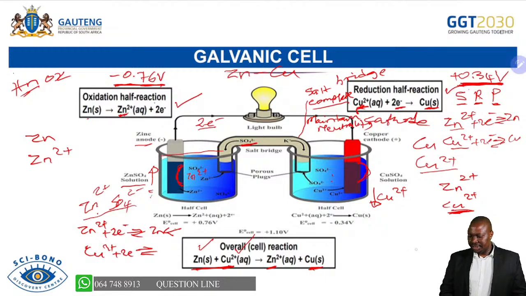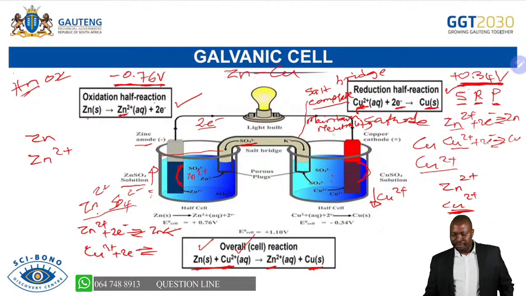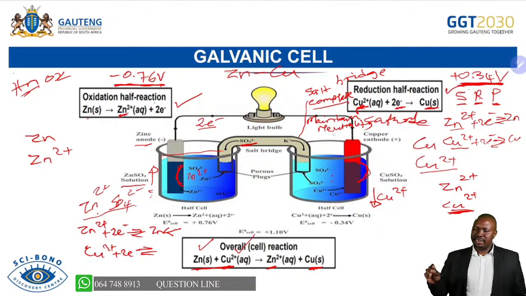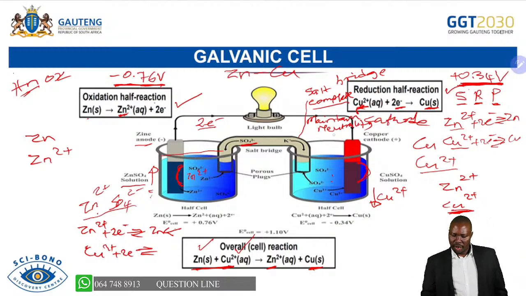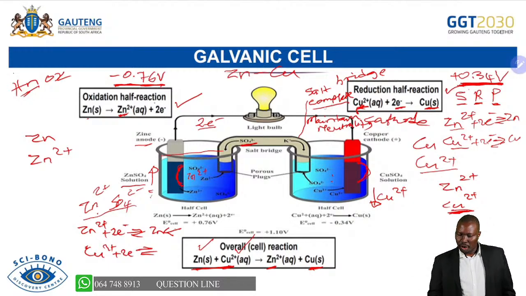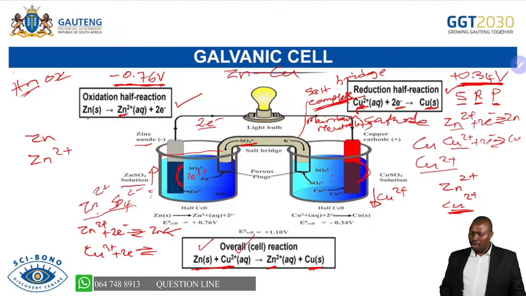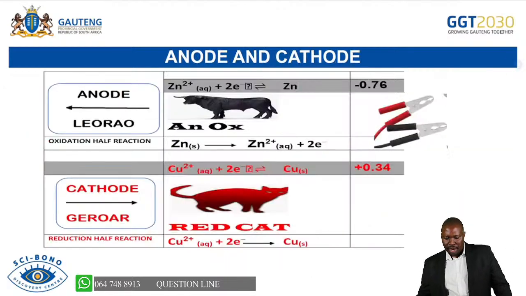So we're saying function number 2 is to maintain electrical neutrality, and function number 1 was to complete the circuit, which is an exam question: what is the function of the salt bridge? We're saying it completes the circuit and it maintains neutrality. I hope you got that, and it will help you as we move forward.